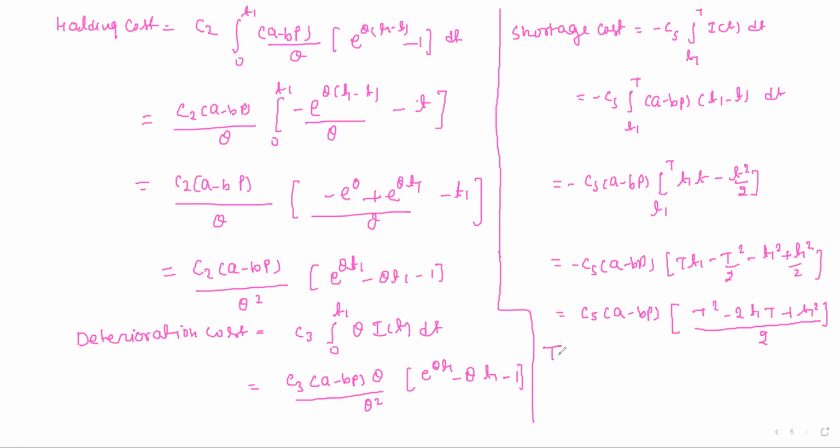Now the total cost will be ordering cost plus holding cost plus deterioration cost plus shortage cost.